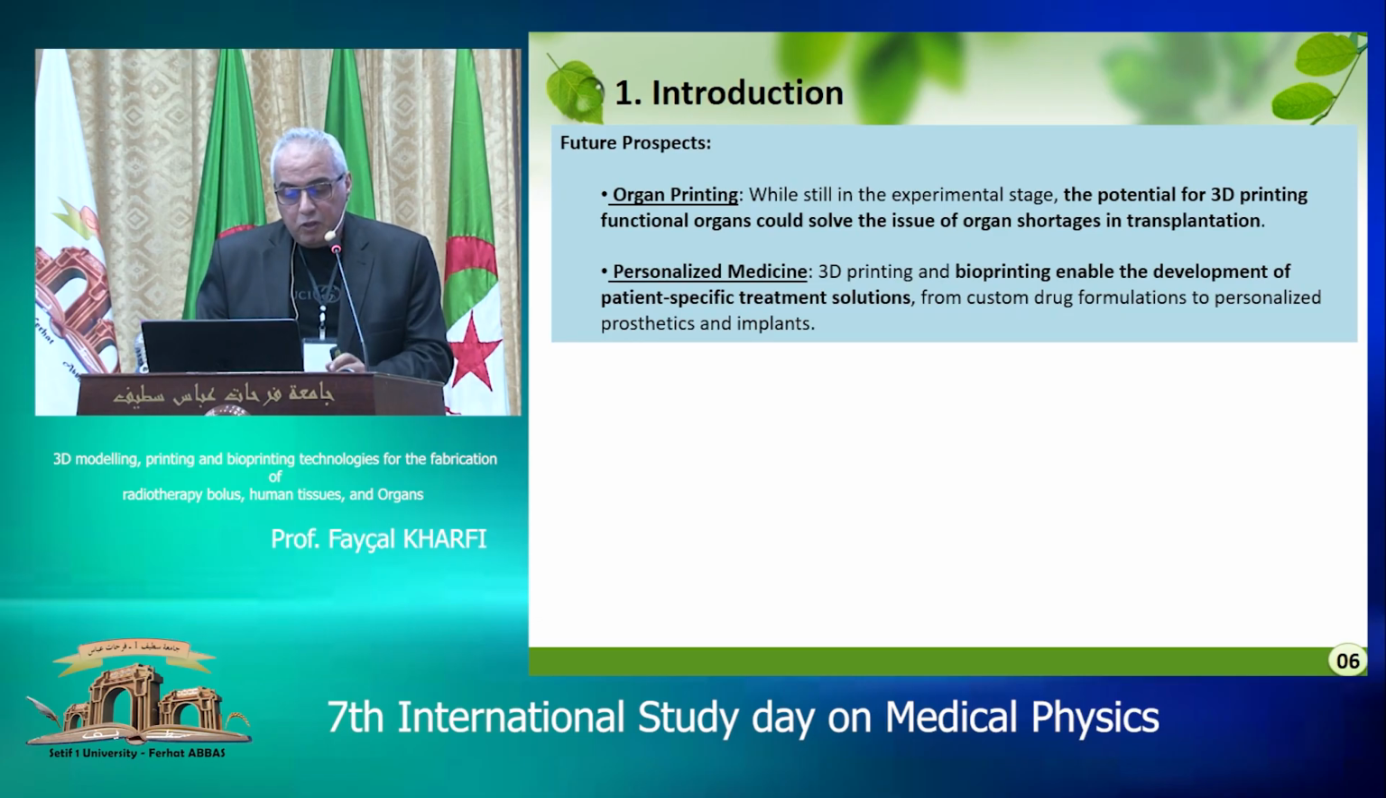For the future prospect concerning the use of 3D printing and 3D bioprinting, I just want to mention 2 points. The first one concerns organ printing, which is an application still in progress. While still in the experimental stage, the potential of 3D printing functional organs could solve the issue of organ shortage in transplantation, which is problematic.